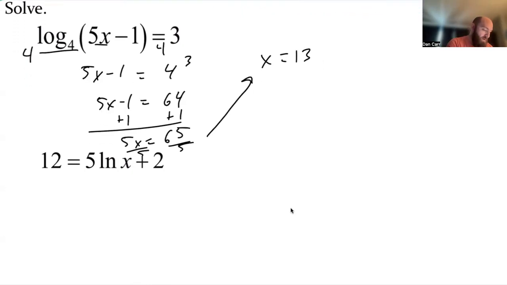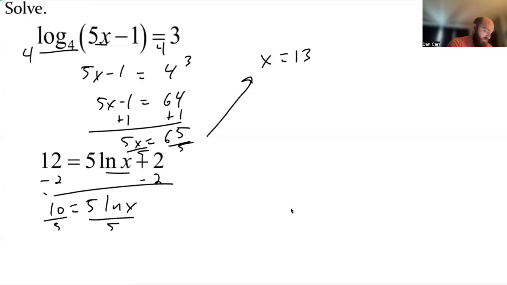Next one here. Natural log of x right here. I want to first undo everything else that I can. So I'm going to start by subtracting 2 from both sides. So that 10 is equal to 5 times the natural log of x. I'm going to divide both sides by 5. So 2 equals the natural log of x.